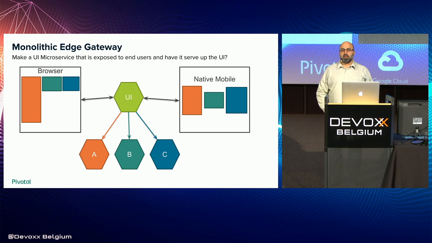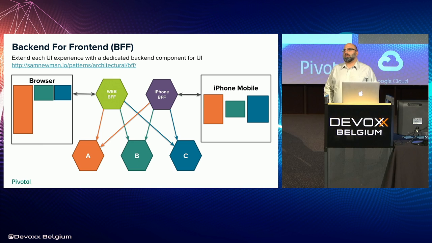When I do something that's unique for the mobile app, I have to regression test the browser. And I know that we all love regression testing, right? Not. So what is the alternative around that? There's a well-known pattern called the backend for frontend.